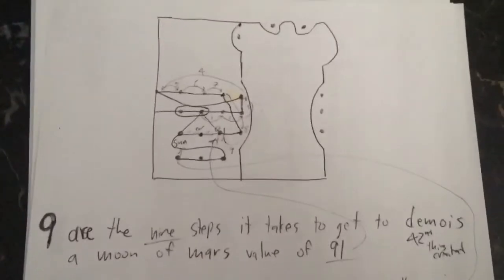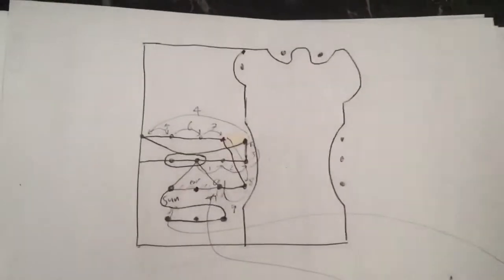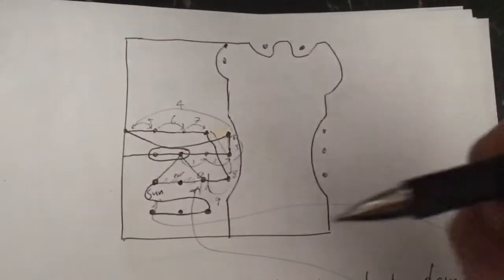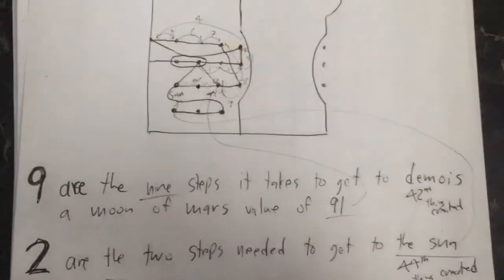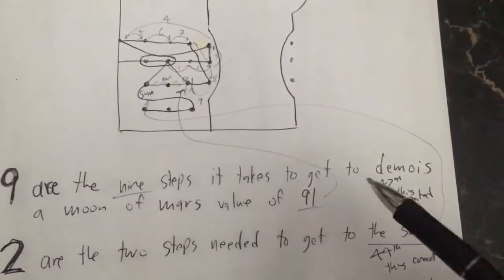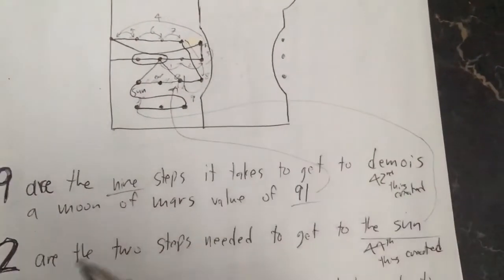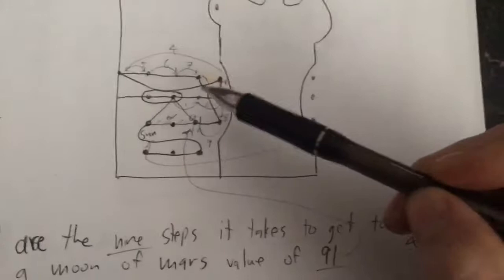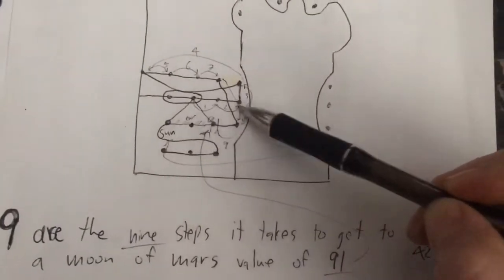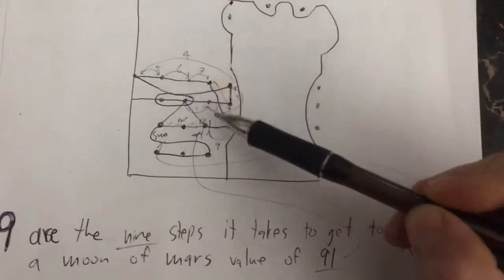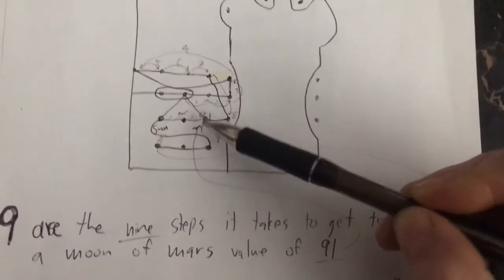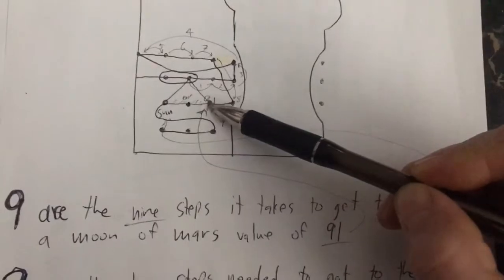But anyway, I digress. So, alright. Then we start to evolve, okay? We're starting here, and we're gonna go 9. 9 are the 9 steps it takes to get to Deimos, the 42nd thing created, a moon of Mars, value of 91. So what we're going to do from here is we're going to go 1, 2, 3, 4, 5, 6, 7, 8, 9. Okay? That value is 91.